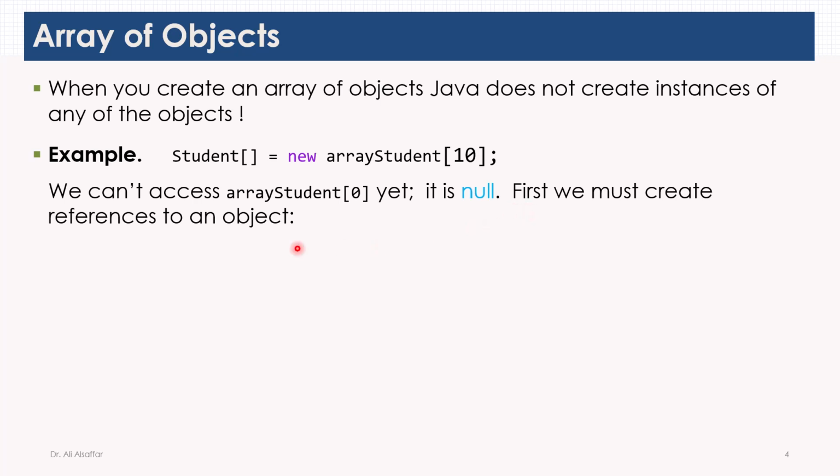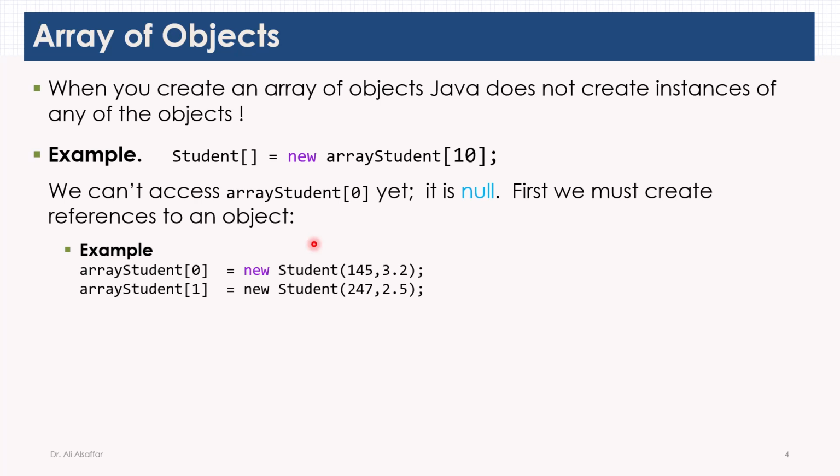So first, we must create references to an object, and then these references will be assigned to the elements of the array. For example, if you say array student 0 is equal to new student 145, 3.2, then here you are creating a new object of type student. The ID is 145, GPA 3.2, and the reference created will be saved into array student 0. In other words, we say that array student 0 is pointing to this object.